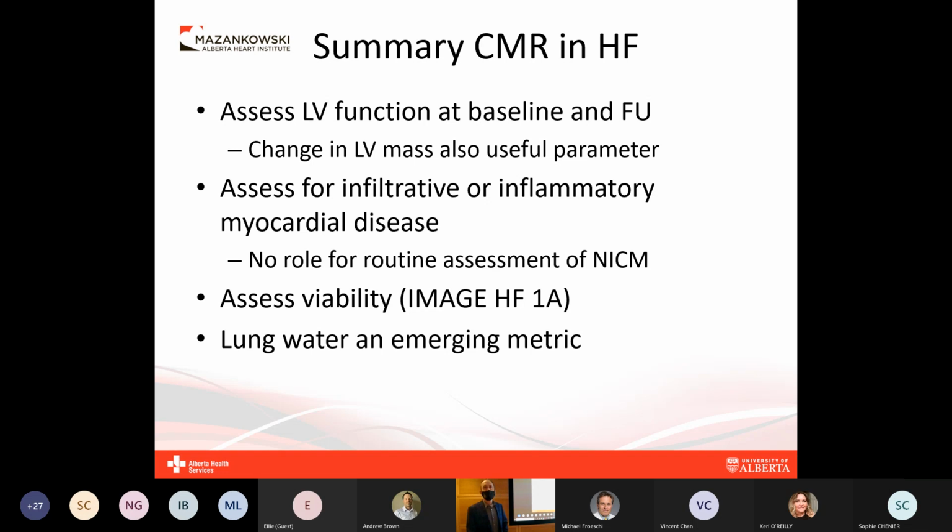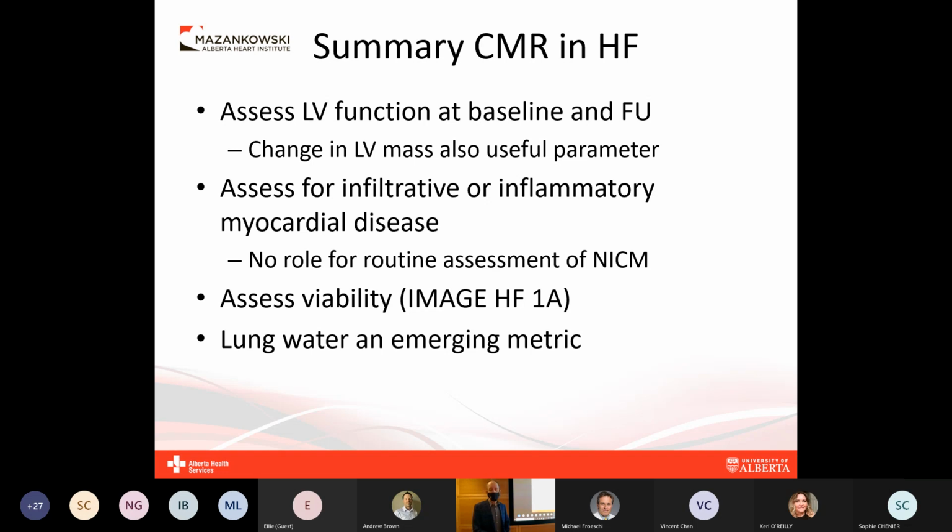And then MRI is often used, and I'm sure you guys are using it here, to assess for infiltrative disease, in particular cardiac amyloid, as well as inflammatory disease such as myocarditis. Takotsubo as well would be useful. And then MRI is also used to assess viability, and Rob tells me we're going to learn something more soon from image 1A, which is evaluating MRI amongst other imaging modality techniques to assess viability in patients with ischemic heart failure.